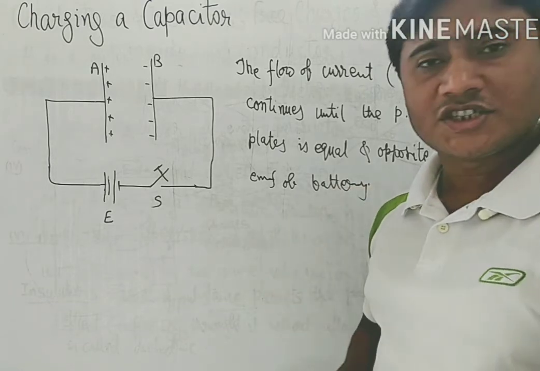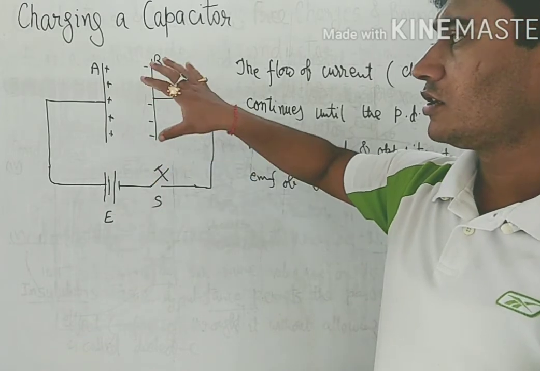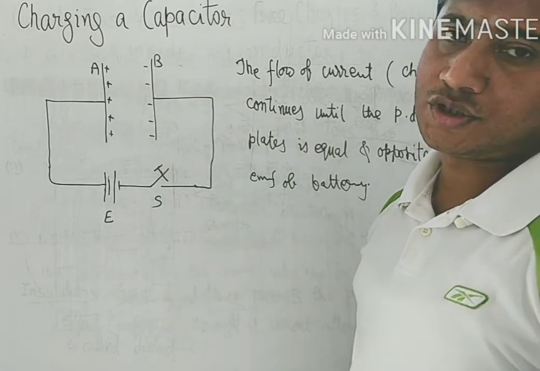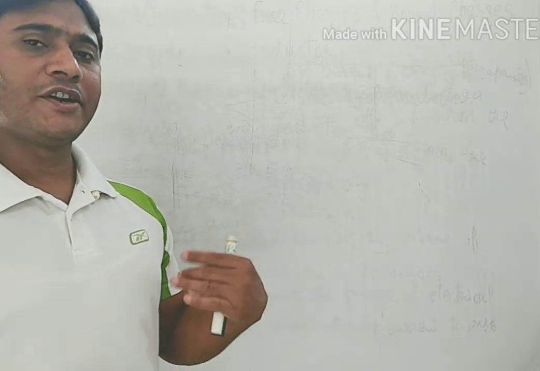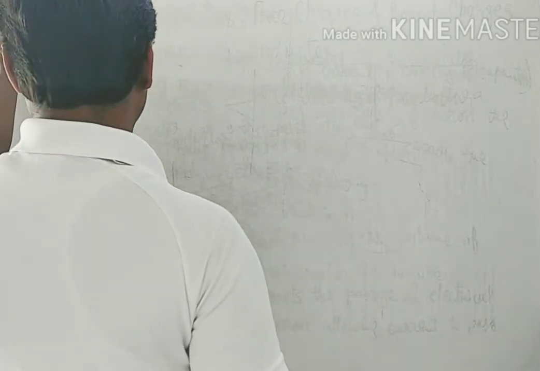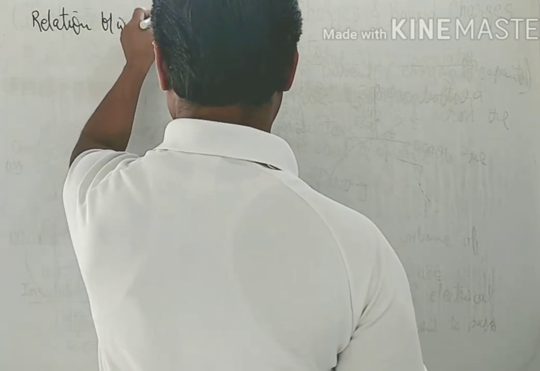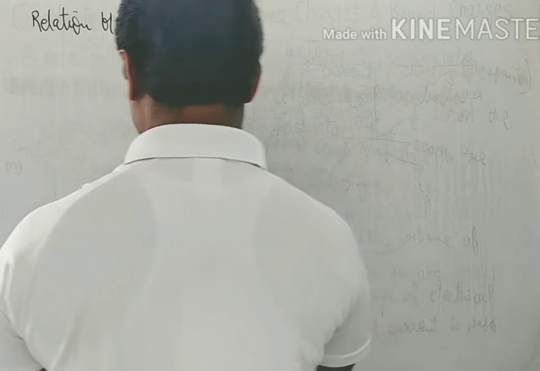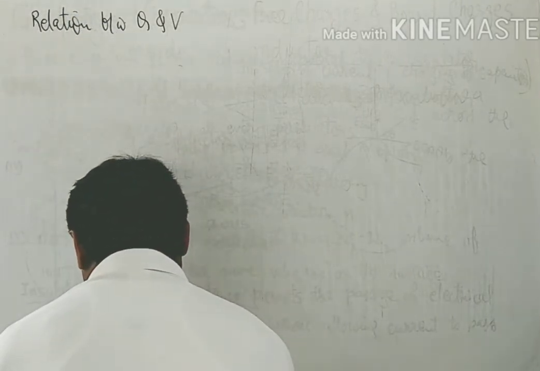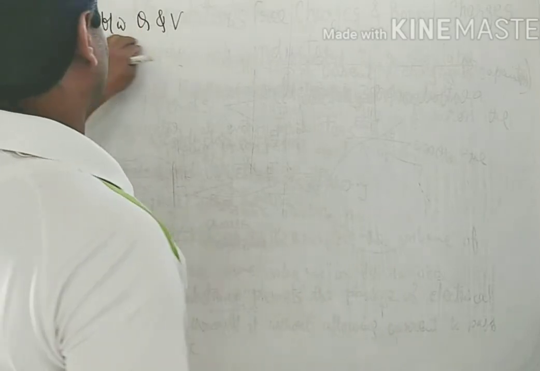So this way the capacitor gets fully charged, and when it gets fully charged, the potential here is equal but opposite to the EMF of the battery, and no current flows through this capacitor; the capacitor stops the flow of current through it. So let's see what is the relation between Q and V in case of a capacitor when it is being charged.